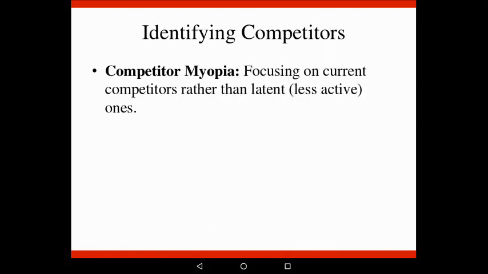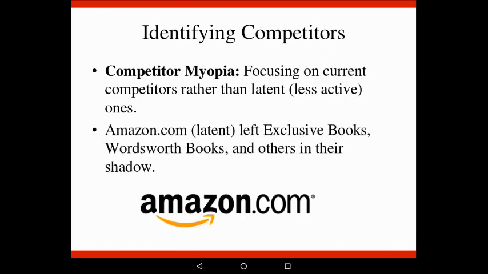Okay, then we have something called competitor myopia. This is focusing on current competitors rather than those competitors that you wouldn't normally think of. For example, Amazon.com was a latent competitor. Exclusive Books didn't really think that Amazon would compete with them because they're from America. And Wordsworth Books also thought that.